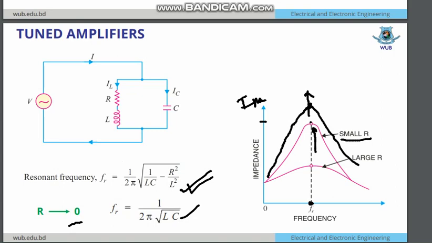The bandwidth will be smaller in that case. But with a large R there is a wide bandwidth, but selectivity is quite low, and the quality factor is also low. That means with a large R, less current will pass through the circuit, and it will be less selective than the previous one.